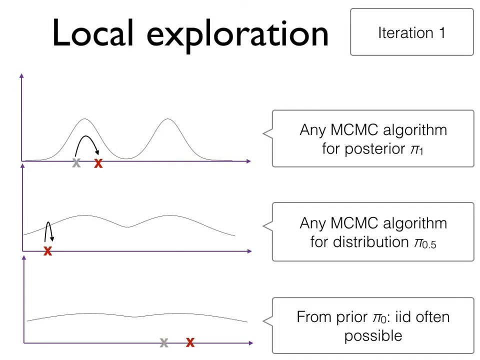And the parallel tempering algorithm will alternate between two steps. The first one is what we call local exploration, where basically for each of these big N chains separately, we are going to apply a few iterations of any MCMC algorithm that we have for each target, except for the prior, where maybe we can get IID samples.